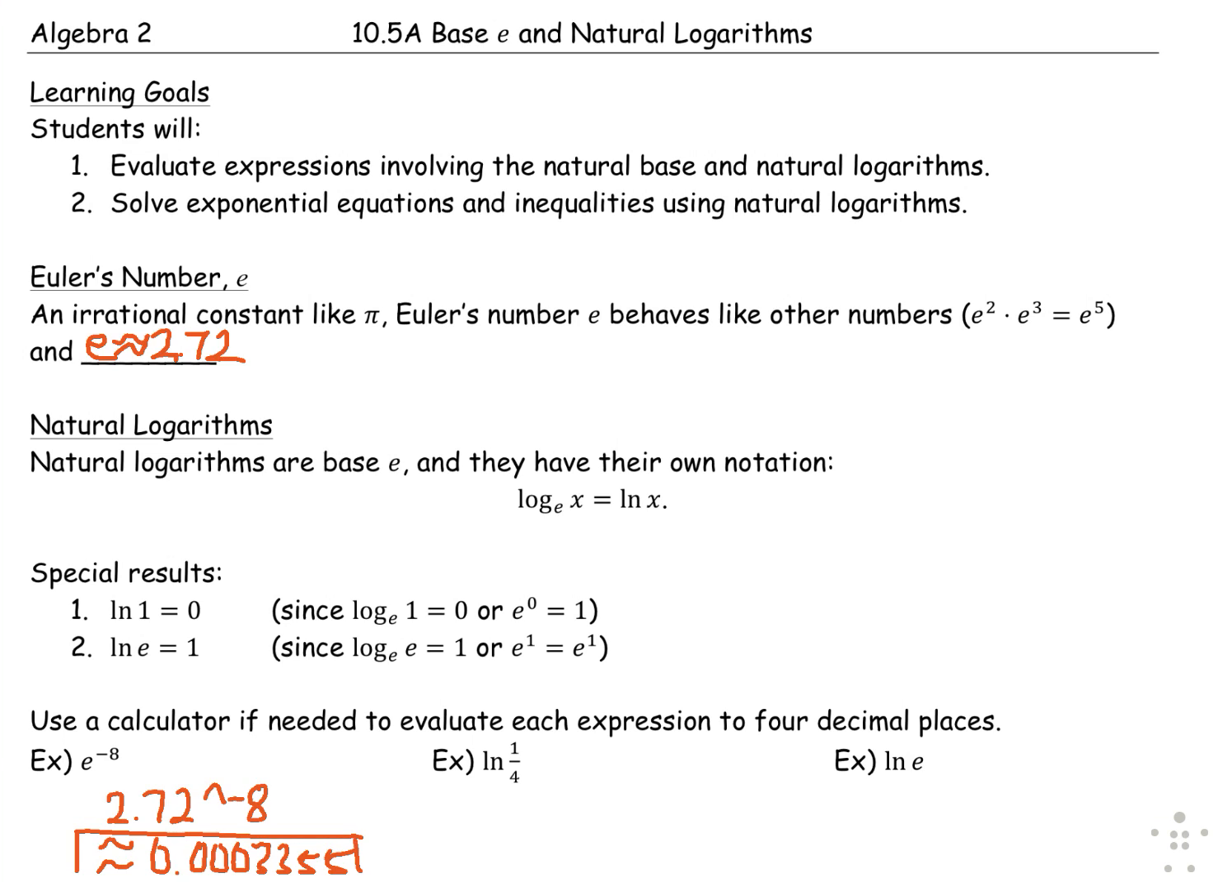Other calculators will have Euler's number e already there, just like a pi button. So in those calculators, you press Euler's number e, it'll bring up a caret with a parenthesis, and then you put in the negative 8, close the parenthesis, and hit enter, and it'll give you the same answer. All right, now the natural log of 1/4.